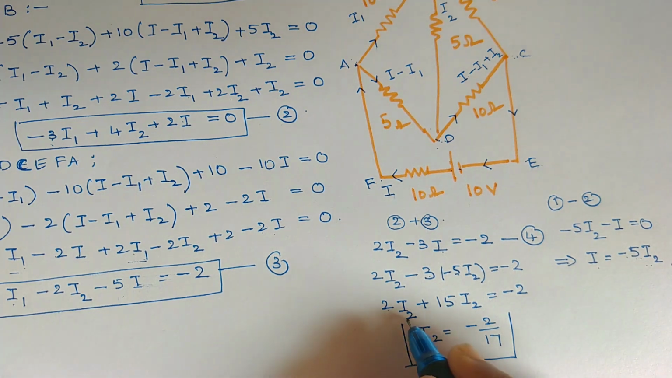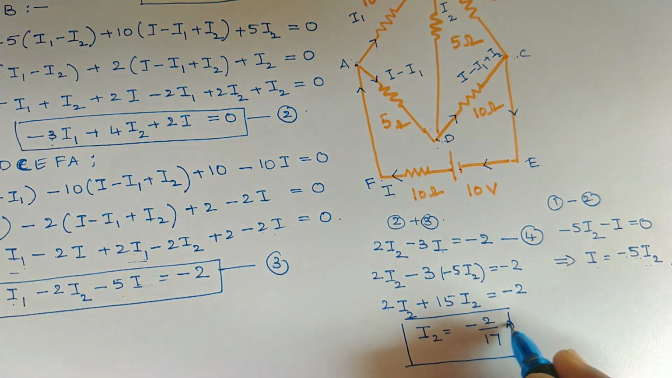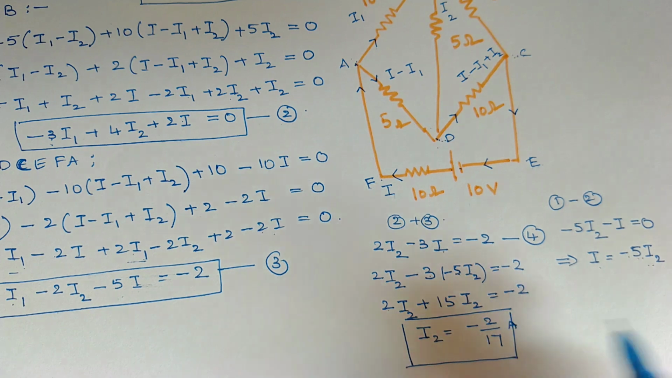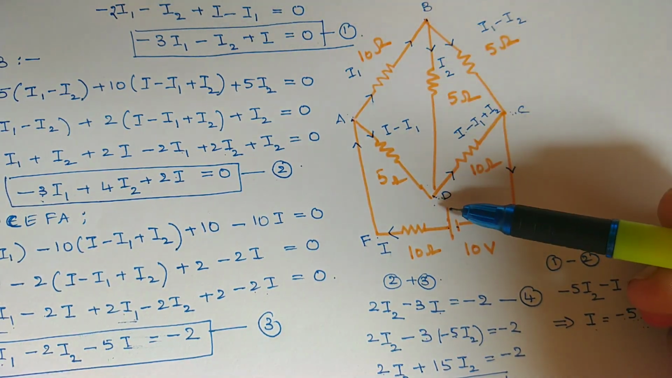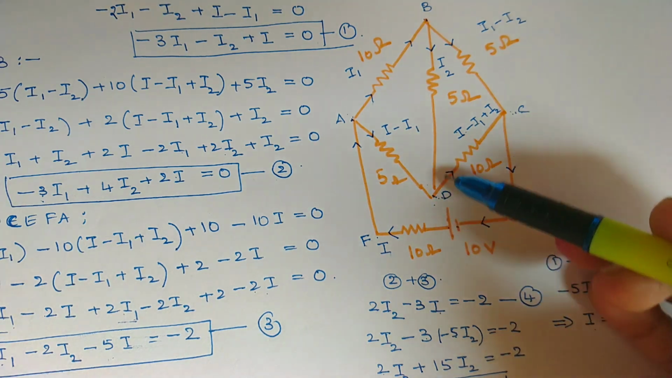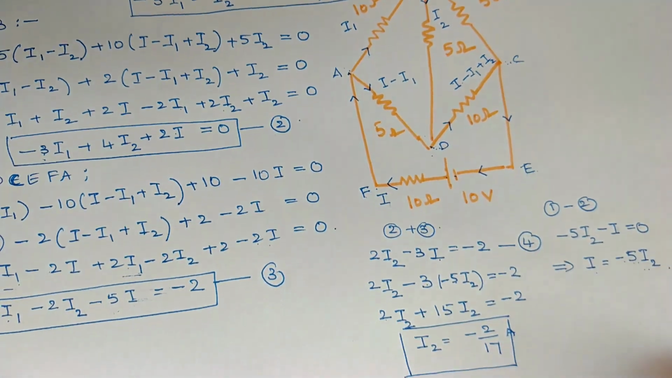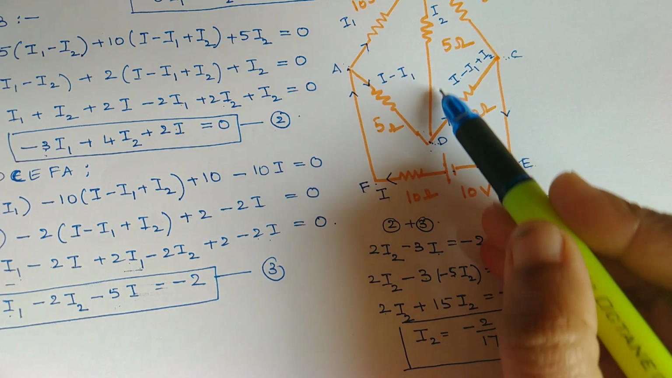See, once you get the value of I2, in amperes, what does that negative sign imply? We assumed that current flows from B to D, but actually current is flowing from D to B. What is the magnitude of current in this vertical branch?